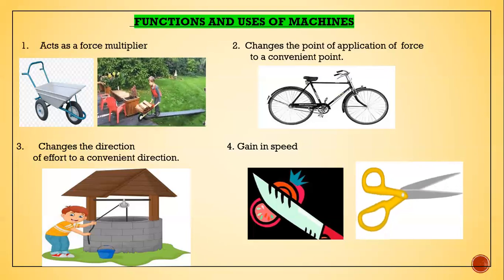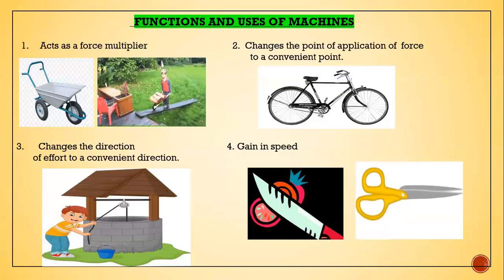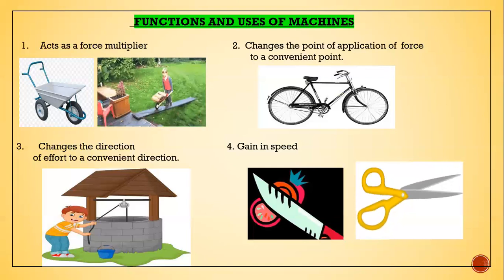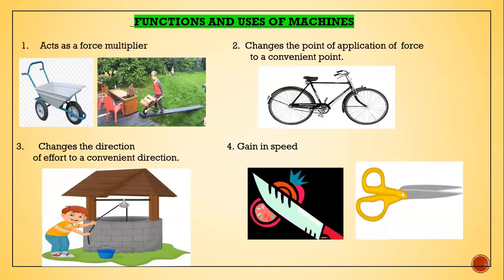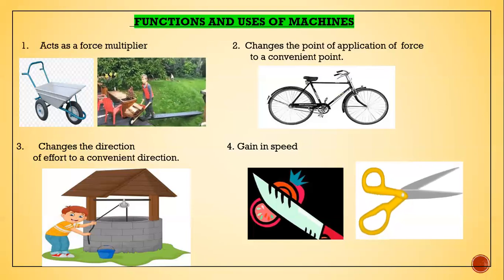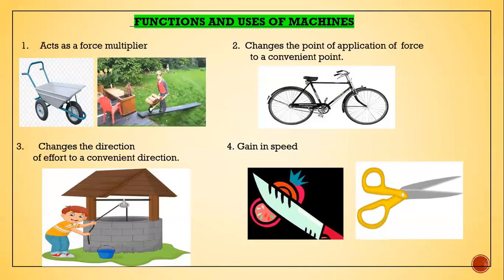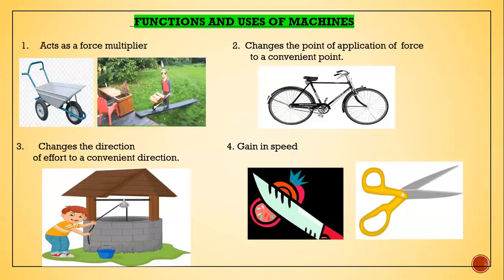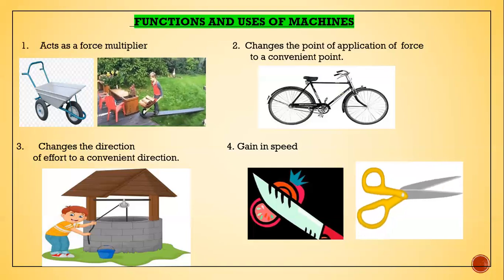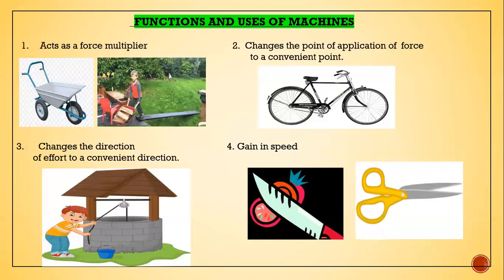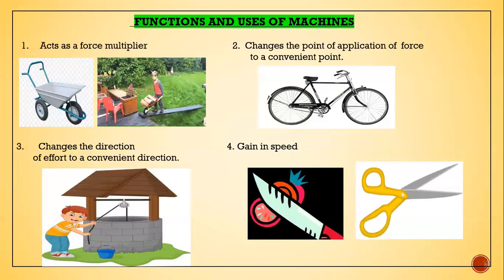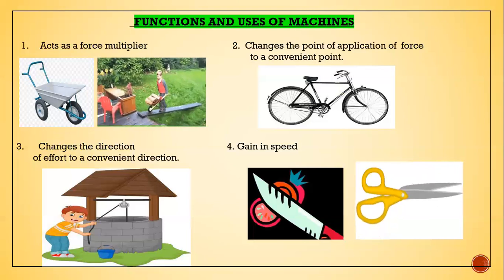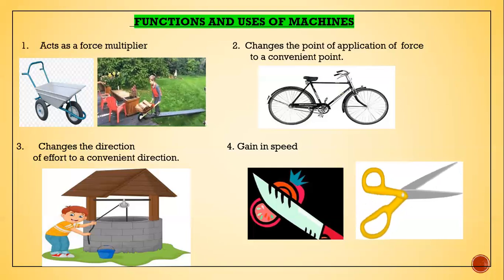A machine also changes the point of application of force to a convenient point. In a bicycle, we pedal from the center of the two wheels. Why is the pedal not put in the center of the rear wheel? The reason is that it is inconvenient. The chain here, which is acting as a pulley, has shifted the point of application of force to a very convenient place. The chain is the simple machine here.